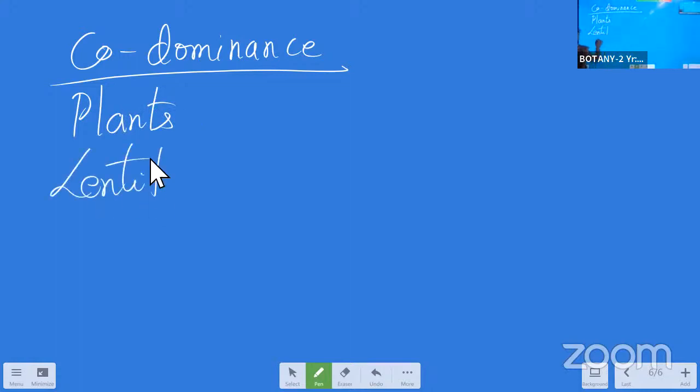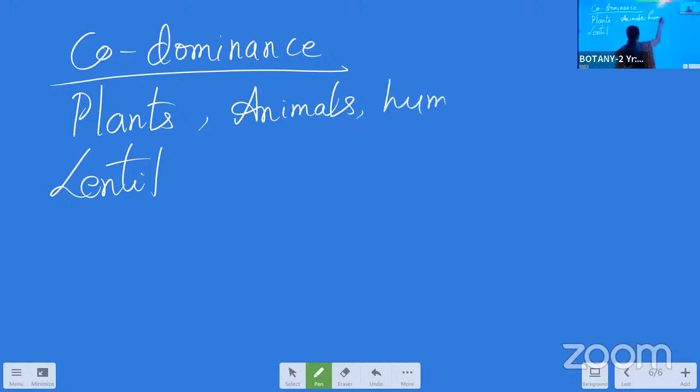Okay, in the lentil plants we can see this type of codominance character. Whereas in animals, it can be expressed in the coat color, otherwise the skin color, otherwise the fur pattern. Anything we can see as codominance in the animals. And the next one is in human beings. In human beings, codominance can be seen in the blood grouping.